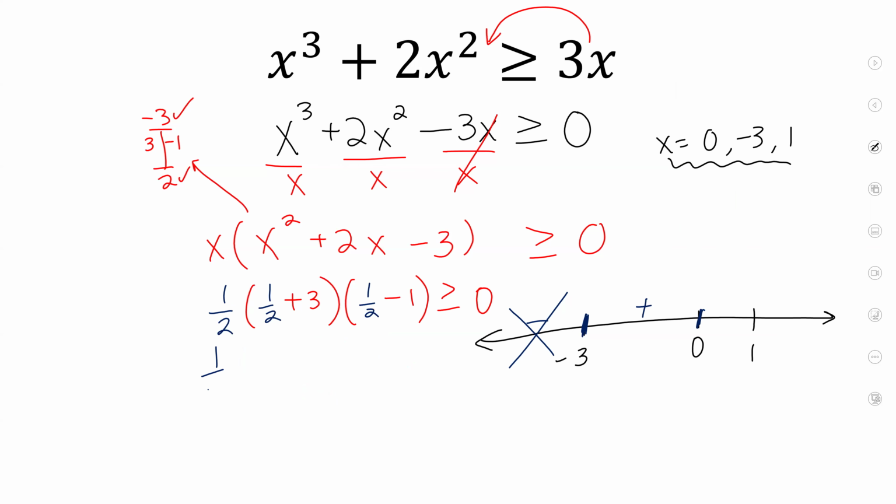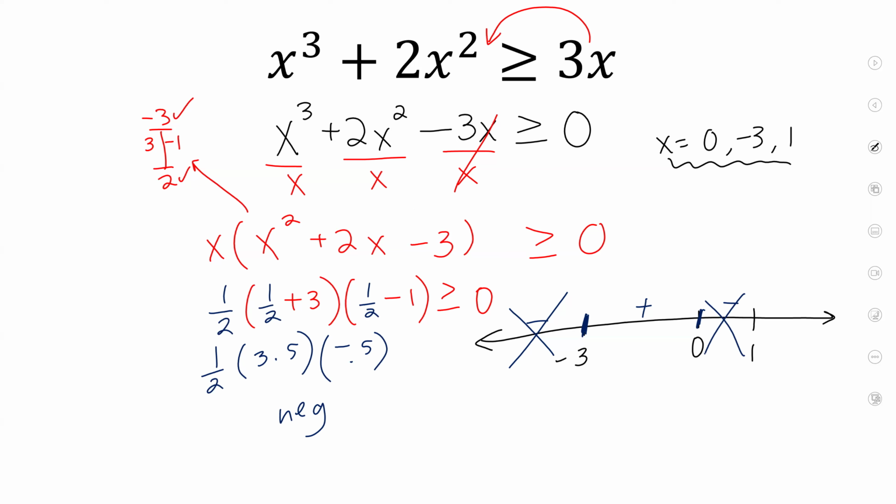We get a half times 3.5 times a half minus 1 is negative 0.5. Is our answer going to be positive or negative? It'll be a negative answer. So this is negative. So we don't want to include this in our domain or in our answer.